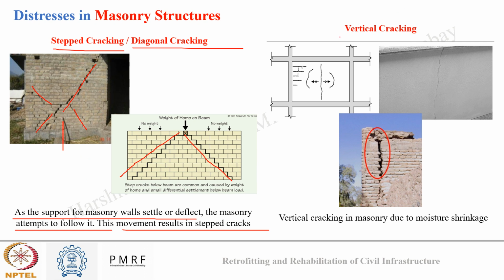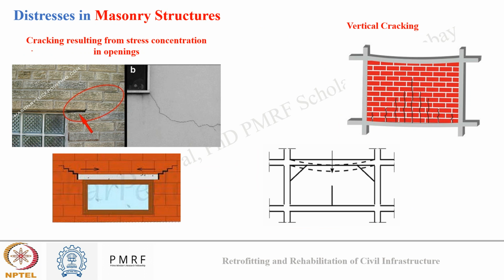Okay, there can be vertical cracking, which you can observe in the masonry structure, and these are mainly due to moisture shrinkage. Then there can be cracking resulting from stress concentration at openings. So often you see near the windows or near door joints, there can be a diagonal crack that appears, and these cracks are due to stress concentration occurring near the opening. Again, there can be vertical cracking in the masonry, which can be mainly due to excessive loading or deflection in the masonry due to temperature gradient.